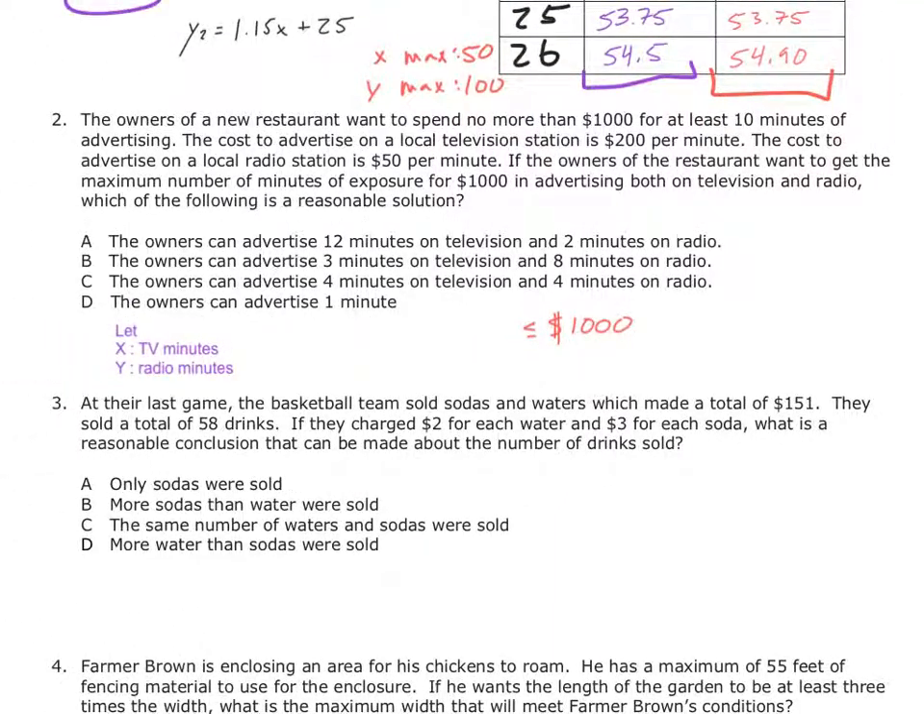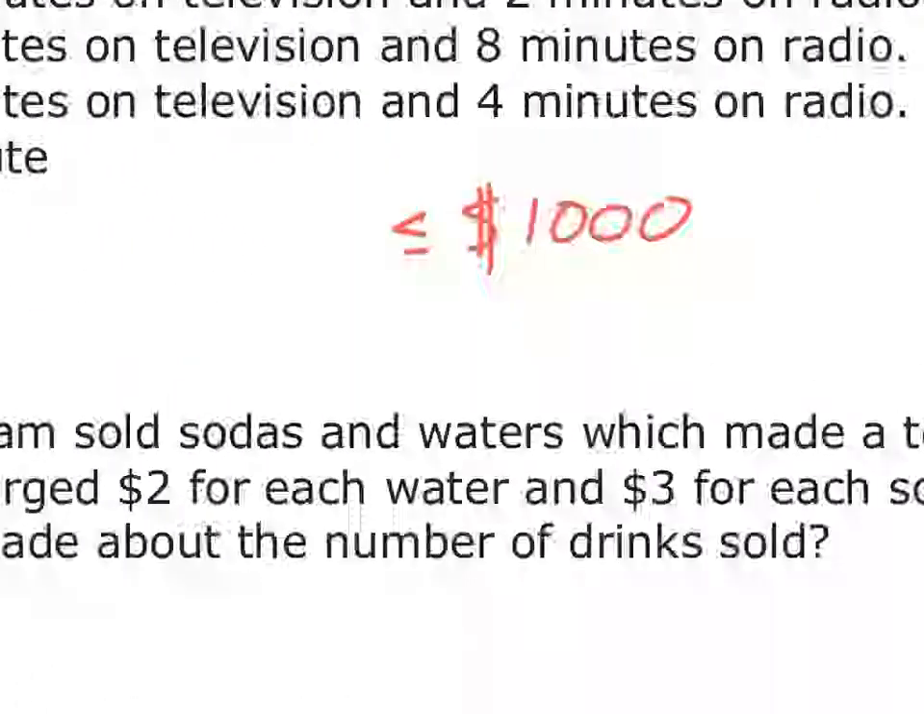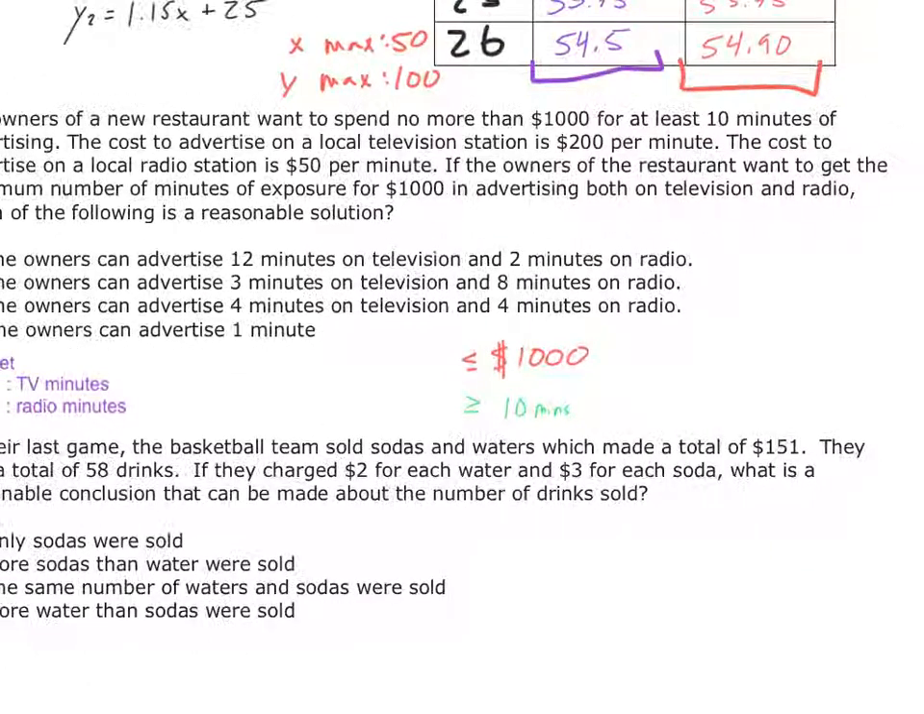And for our other equation, we've got at least 10 minutes of radio. So we don't want to advertise 8 minutes, we don't want to advertise 9 minutes, we want at least 10 minutes or more. So if I wrote that as an inequality, we've got something that's more than or equal to 10 minutes of radio. Well, now we have to figure out what to put on the left side.